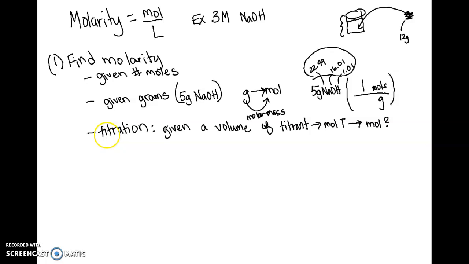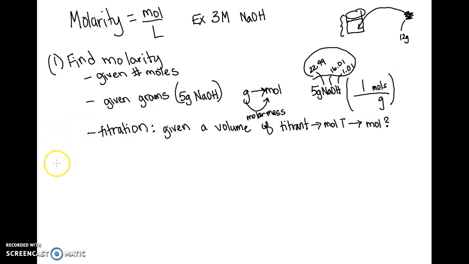If you're doing a titration problem that asks you to find the molarity of your unknown, you have to do a little stoichiometry first. You have to take the volume of your titrant, convert it to moles, and then convert it to moles of your unknown. Those are really common ones, and I believe there is some extra practice on molarity on Canvas.